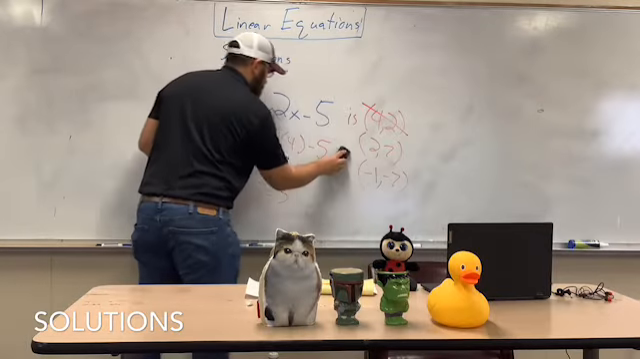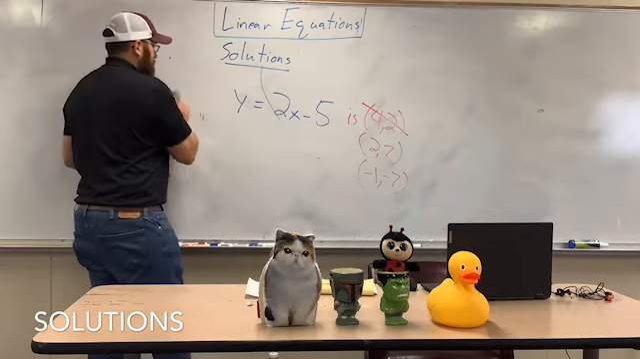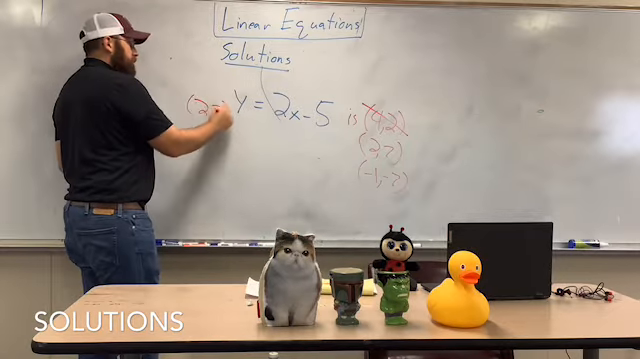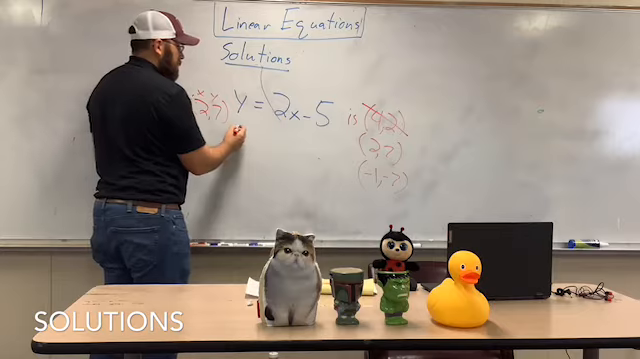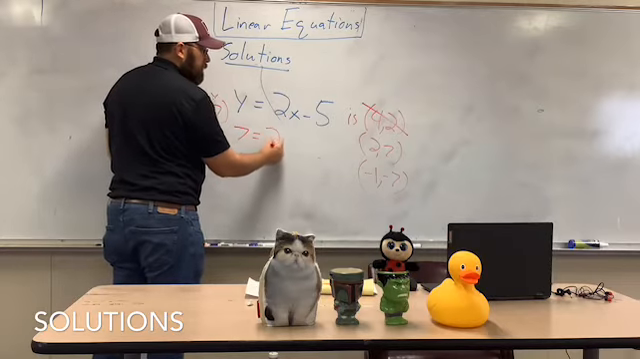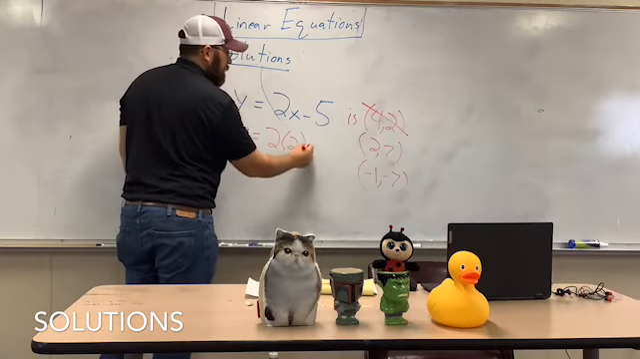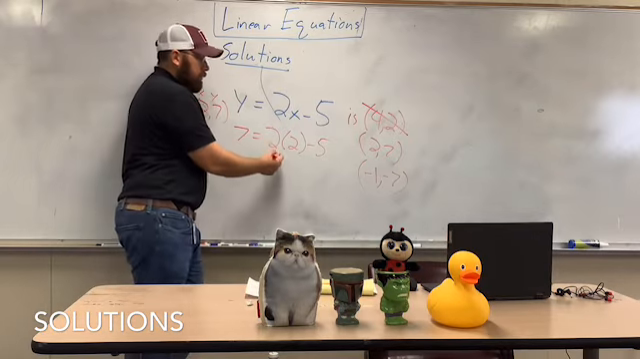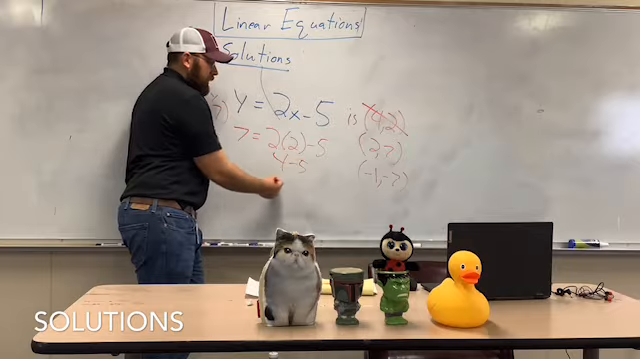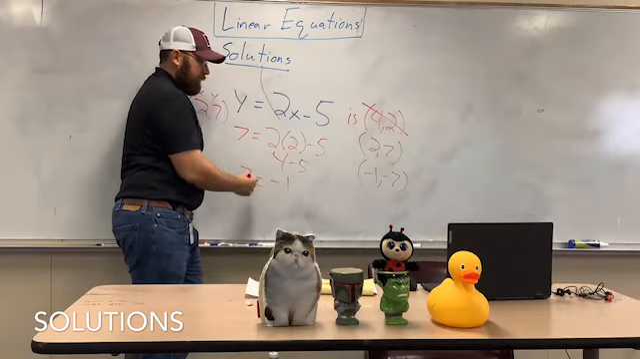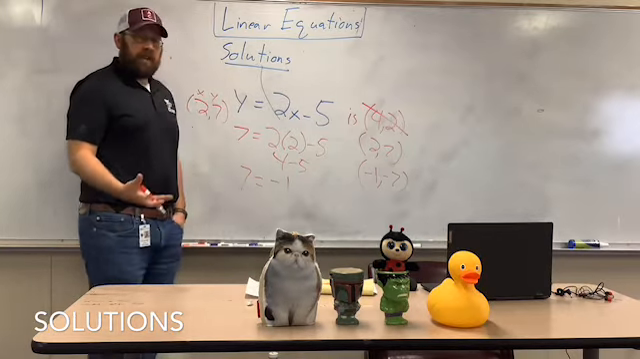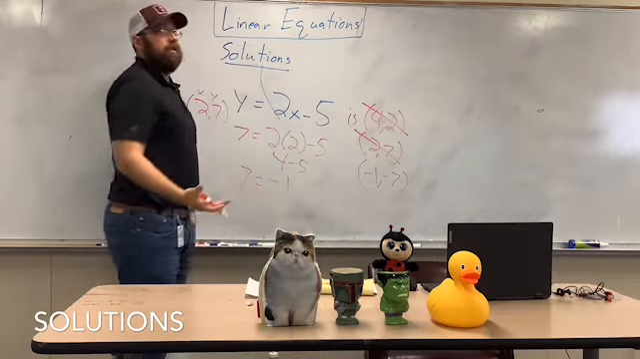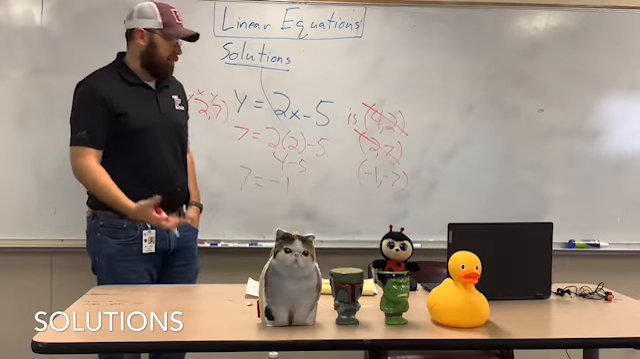Now let's try (2, 7). All right, so all you have to do is redo it. That's my x, y, and I plug it in again. 7 equals 2 times 2 minus 5. So 2 times 2 is 4, minus 5 gives me -1 equals 7. Does -1 equal 7? No, it does not. So (2, 7) is not a solution and is not found on the line when you graph it.